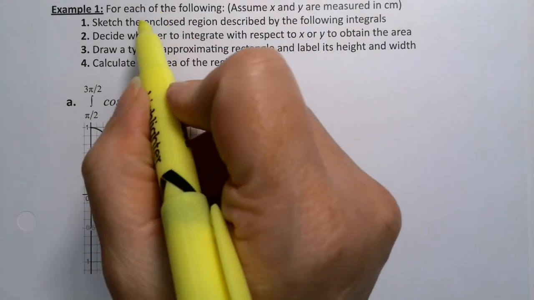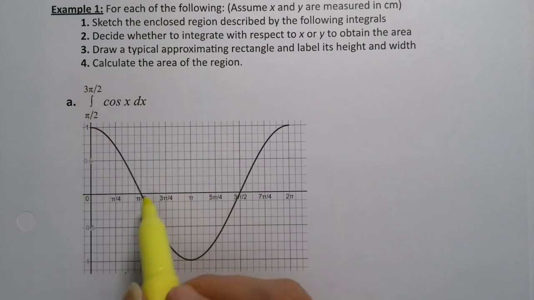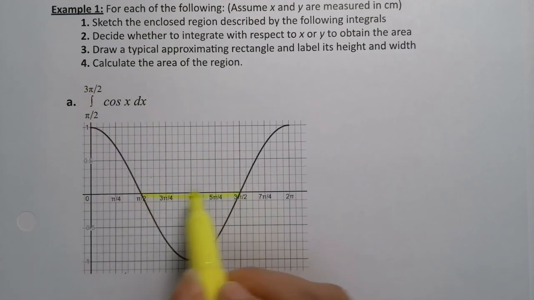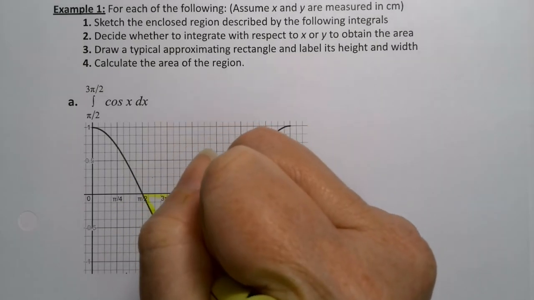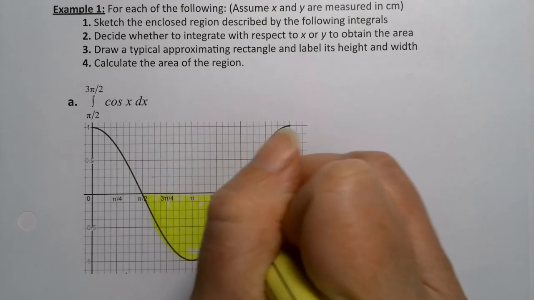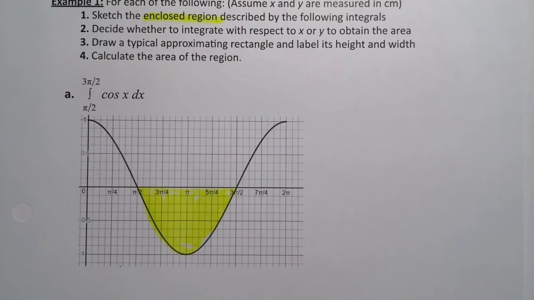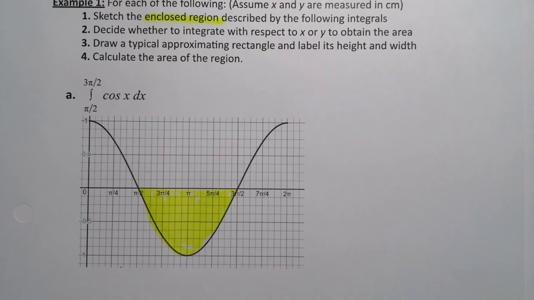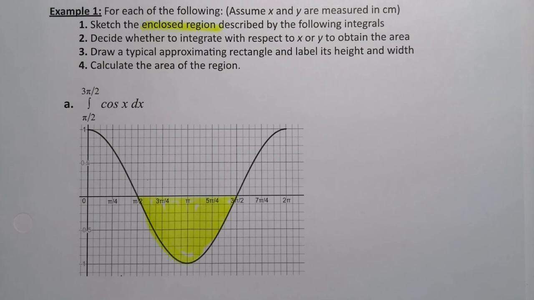So I want to sketch the enclosed region described. So I have the cosine of x, and I'm looking from pi over 2 to 3 pi over 2, which is this region right here. So there's the enclosed region. Done. Now I want to decide whether or not I want to integrate with respect to x or respect to y. And honestly, this is a little bit out of order. I think it's better to kind of draw a rectangle and kind of think about it a little bit, but we can do it this way.